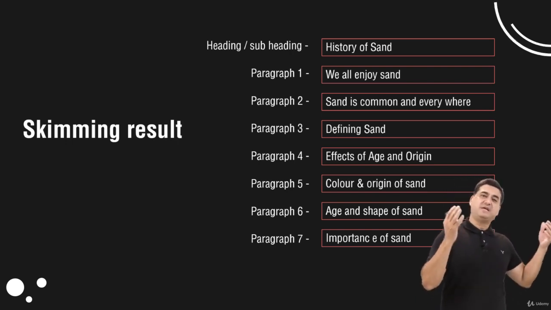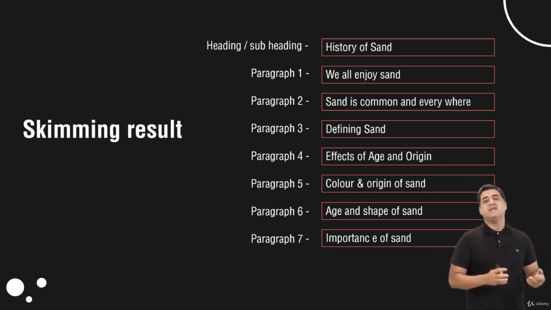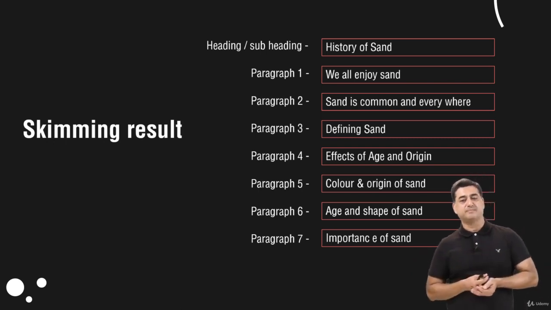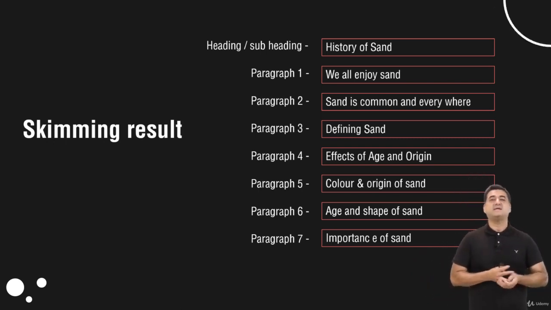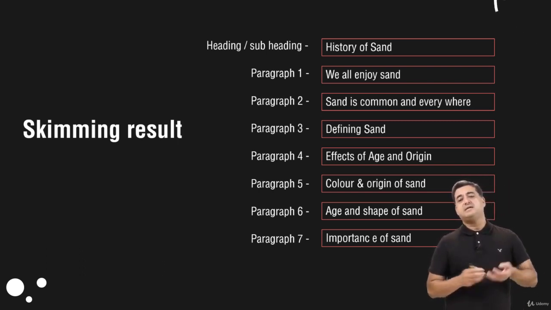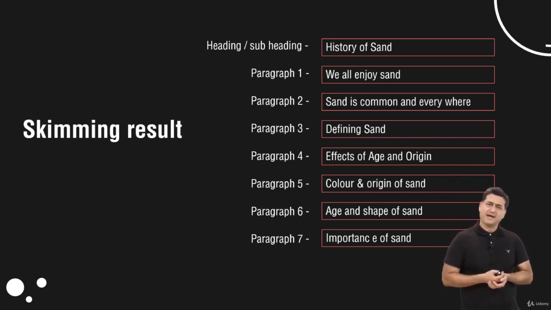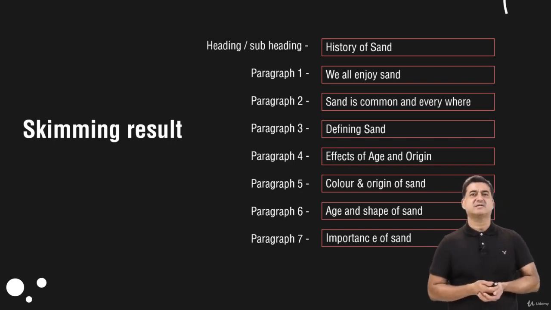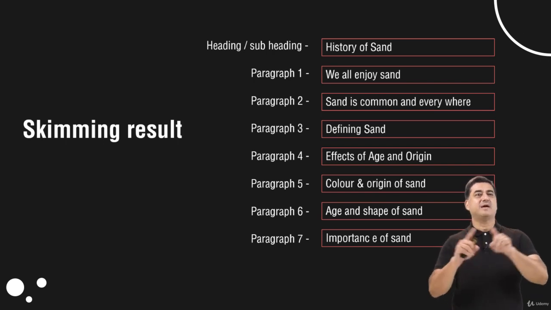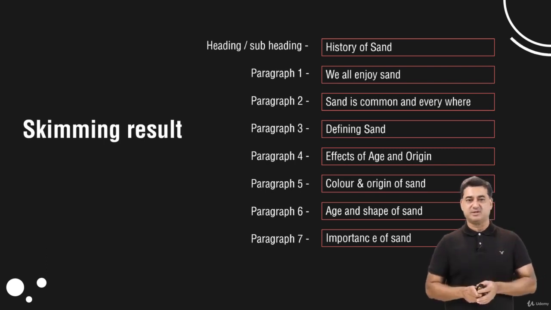We have given the definition of sand in this passage and the effects that age and origin have on a particular piece of sand. We also discussed how color tells us about the origin of sand and what are the effects of age on the shape of sand. And finally, in the last paragraph, we discussed the importance of sand. This is skimming, and this is how to get the general idea of a particular passage.